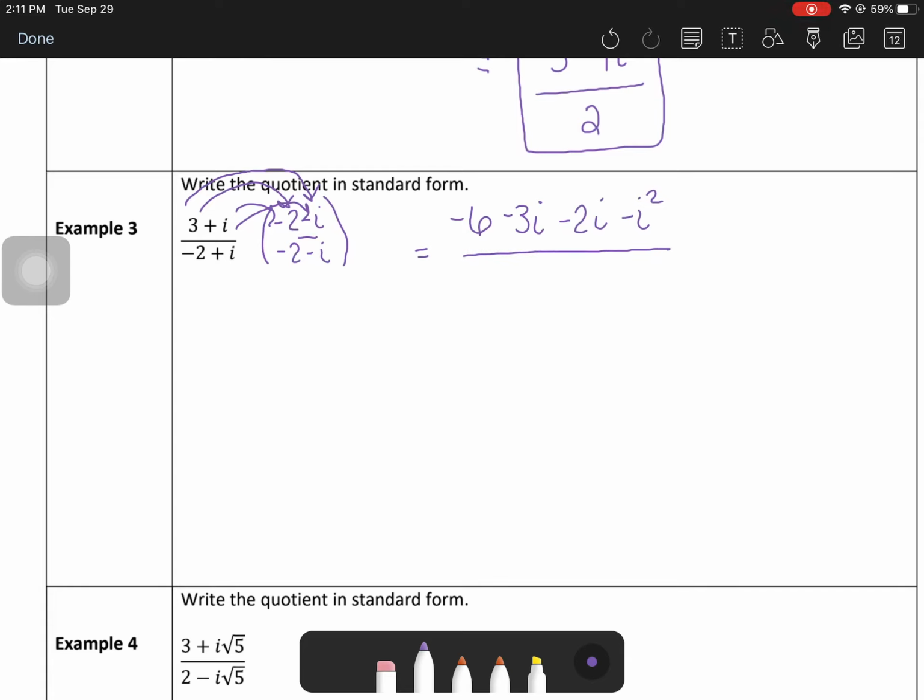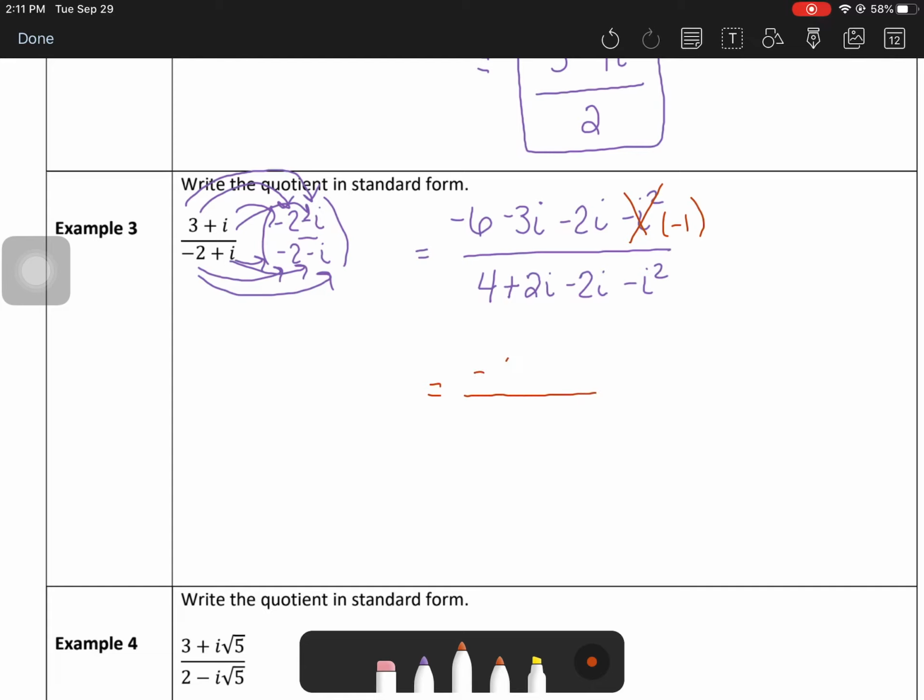In the denominator, negative 2 times negative 2 is positive 4. Negative 2 times i is a positive 2i. i times negative 2 is negative 2i. And i times negative i is negative i squared. Simplifying, remember that i squared is negative 1. Negative times a negative would be positive 1, plus negative 6 would be negative 5. Negative 3i and negative 2i would be negative 5i.